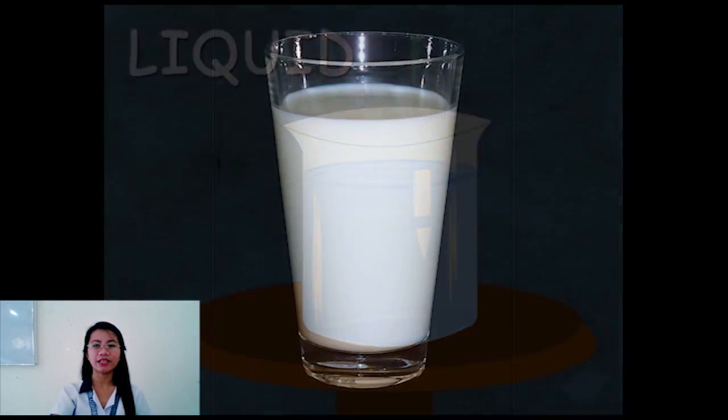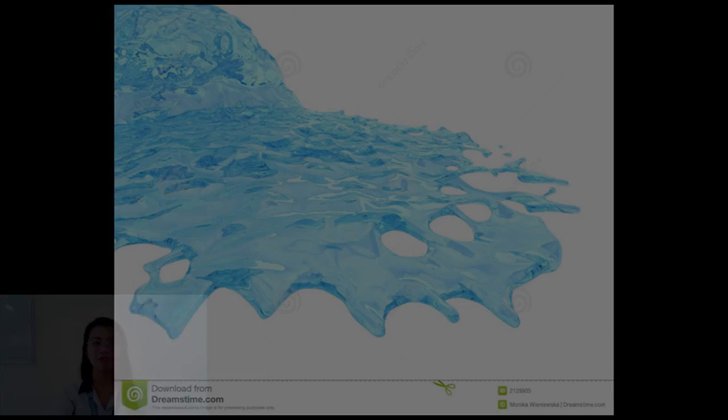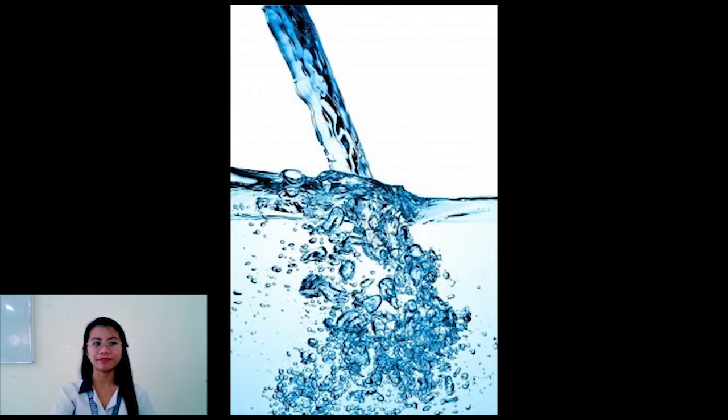Next is liquid. Milk is a liquid matter. It has a size or volume. Volume means it takes up space. But milk doesn't have a definite shape. It takes the shape of its container. Liquids can flow, be poured, or spilled.